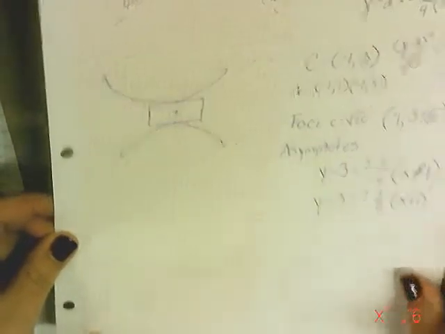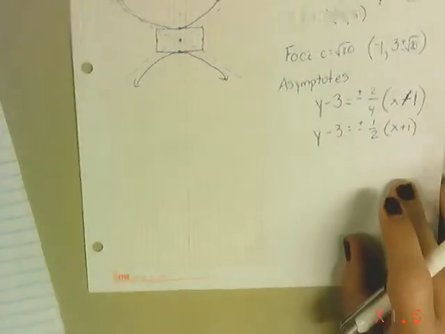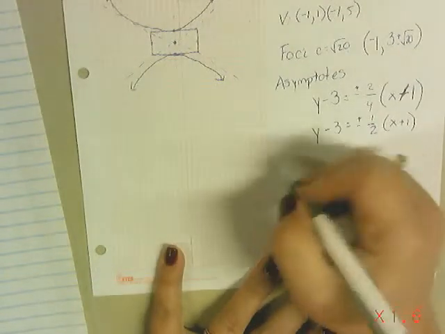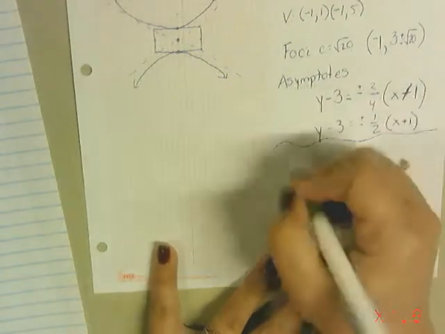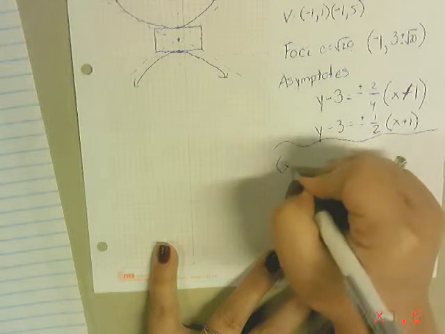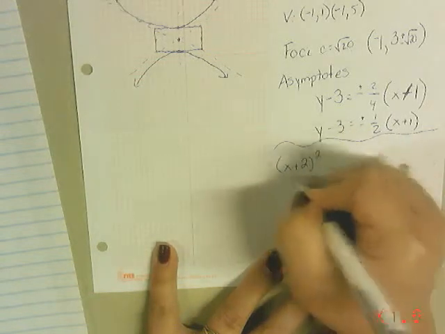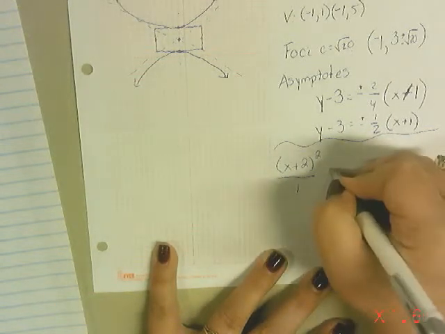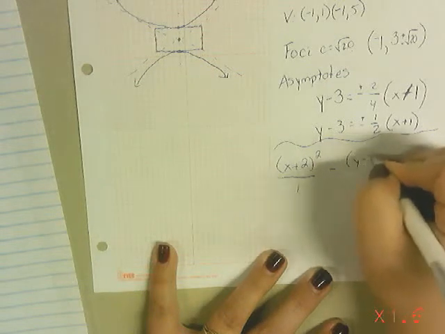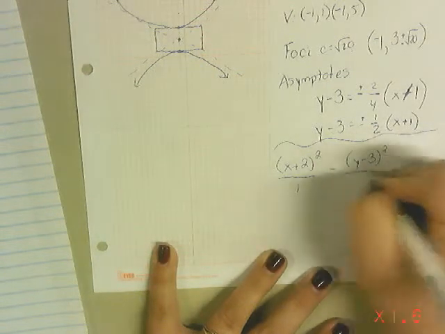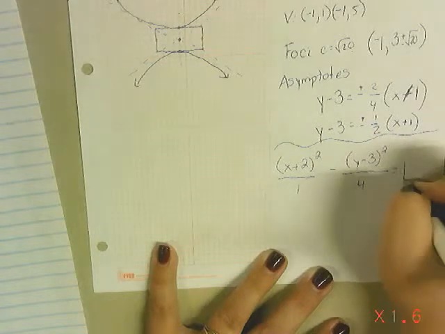Okay, I'm going to do one more example. I'm going to take it a little bit quicker since we've been through one of each of these. So hopefully we can get through this rather quickly. Okay, last one. x plus 2 quantity squared over 1 minus y minus 3 quantity squared over 4 equals 1.